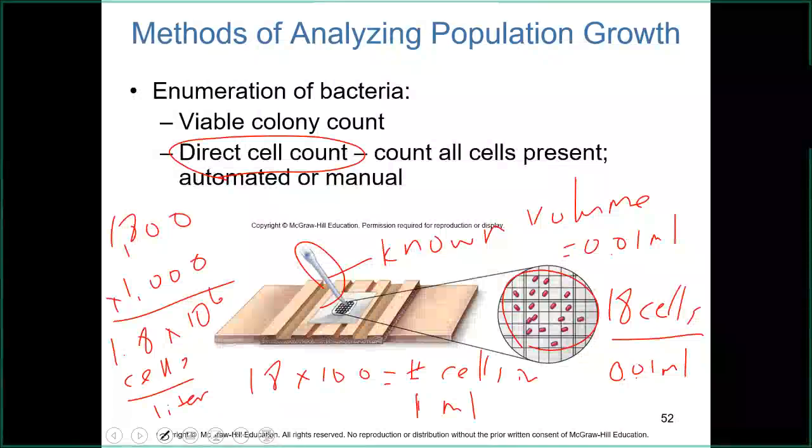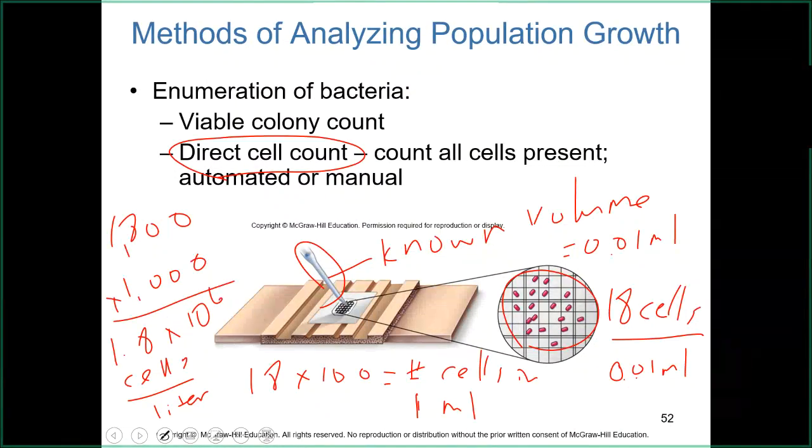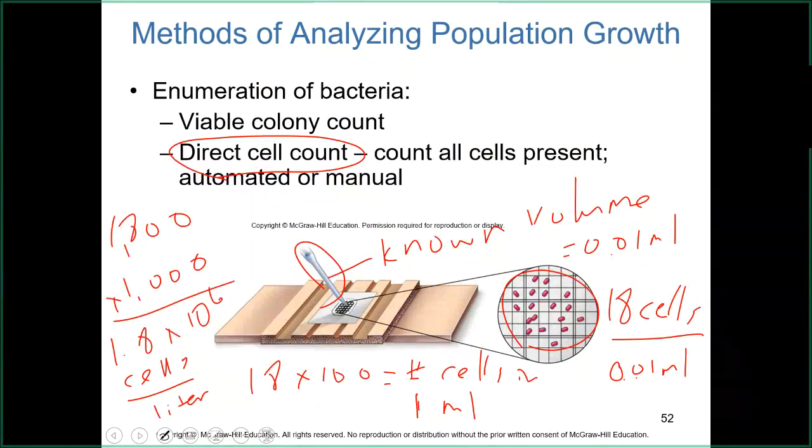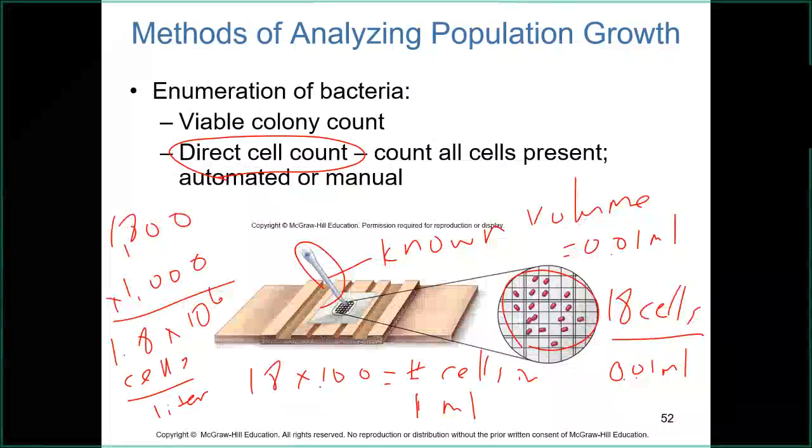That's how you could do a direct cell count. You start off with that known volume on that little grid system, you count the number of cells, and then you work your way back to the original total volume. Estimate the number in there that way.